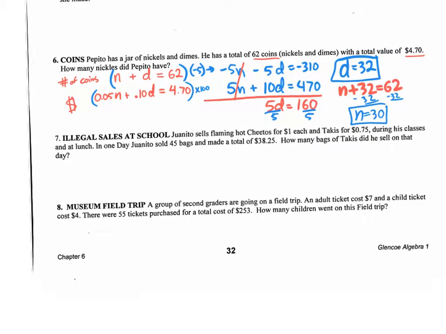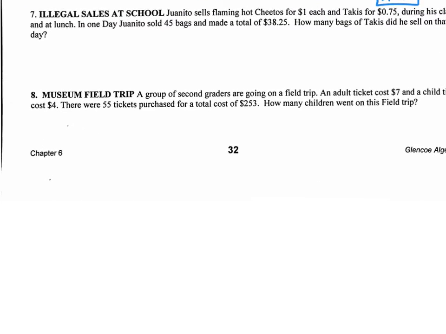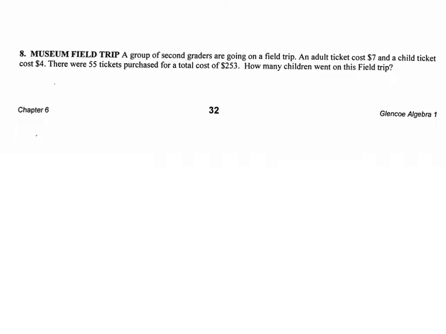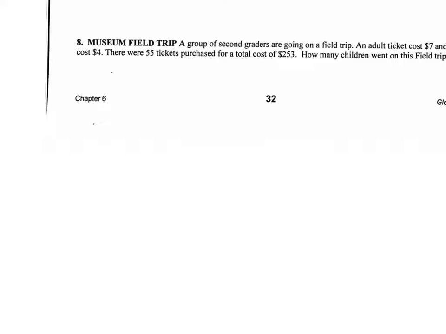Let's jump to the last even question, number 8, museum field trip. A group of second graders are going on a field trip. An adult ticket costs $7. A child ticket costs $4. There were 55 tickets purchased for a total cost of $253. How many children went on the field trip?